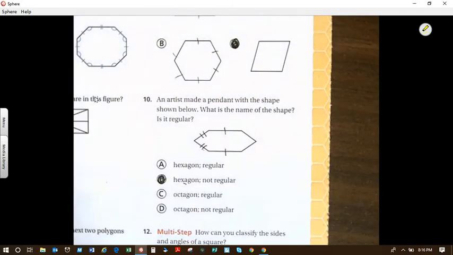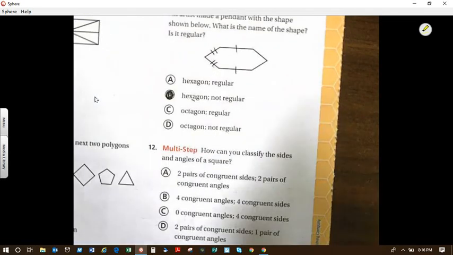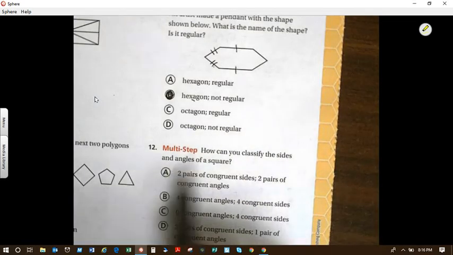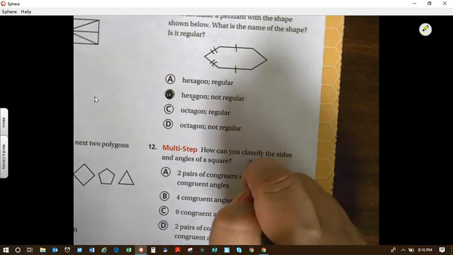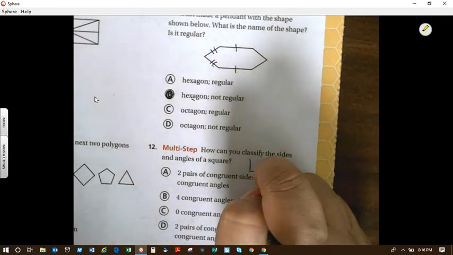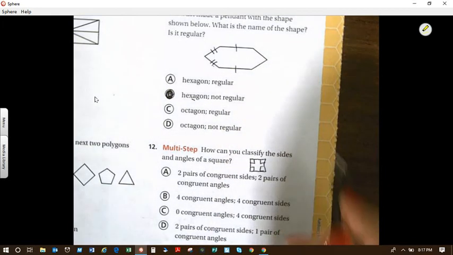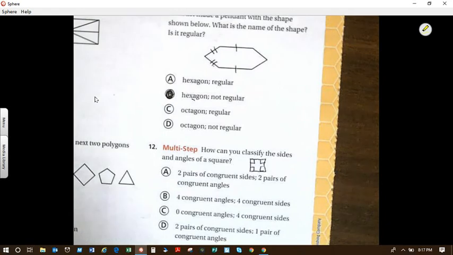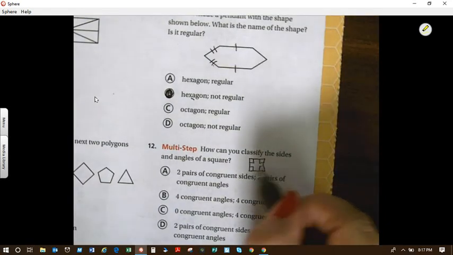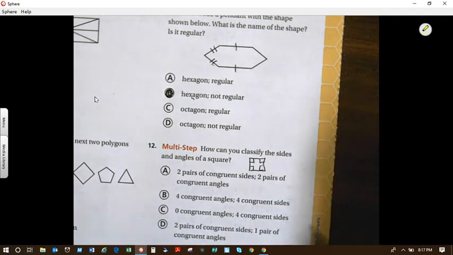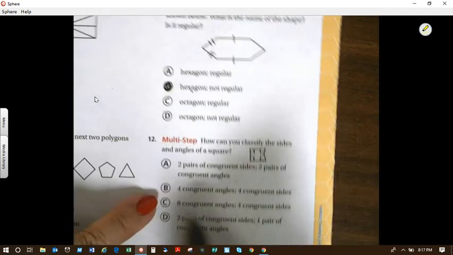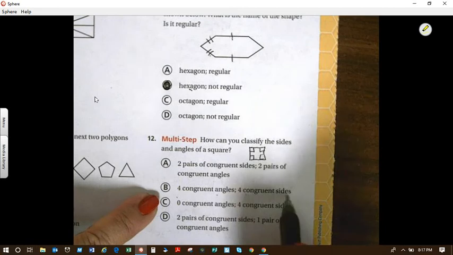And the final one is number 12. How can you classify the sides and angles of a square? So I'm going to draw out a square. And I have all squares. I have 4 sides, which are all equal. And I have 4 angles, which are all equal. So which one of these? The answer is B, 4 congruent angles and 4 congruent sides.